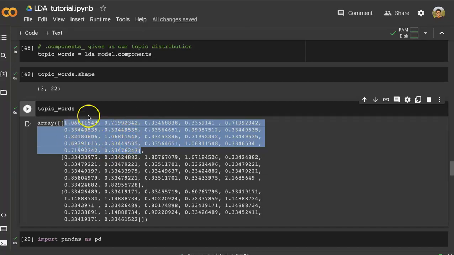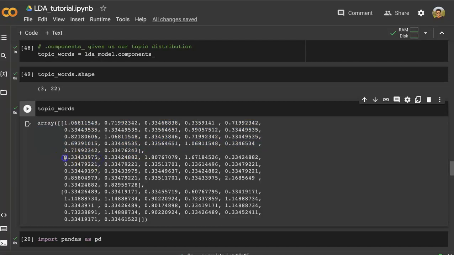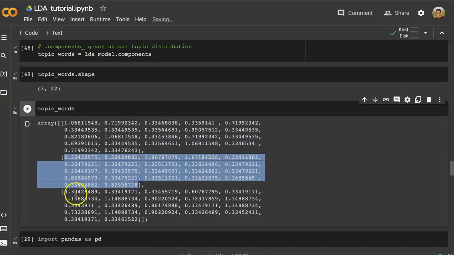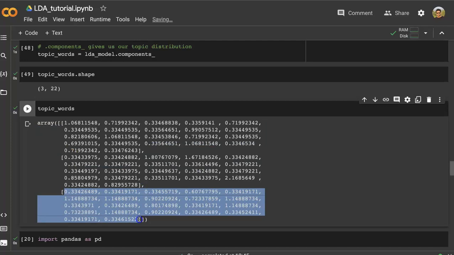So for each of these topic classes, you will get the probability distribution for each of these words. Same for topic class 1, what is the probability distribution? For topic class 2, what is the probability distribution?